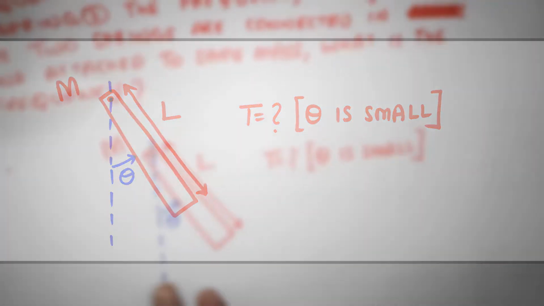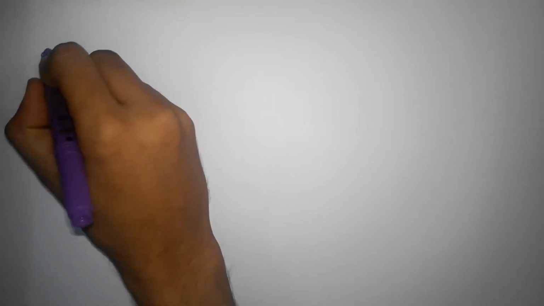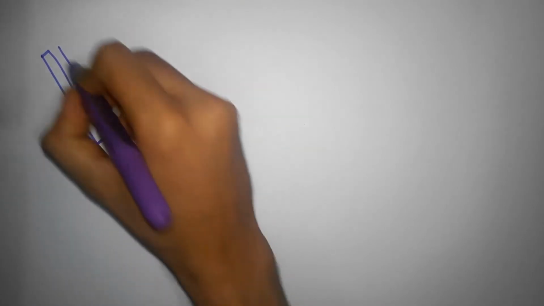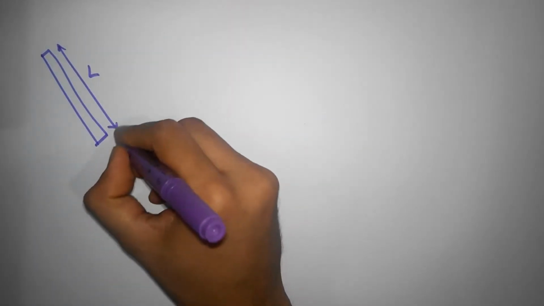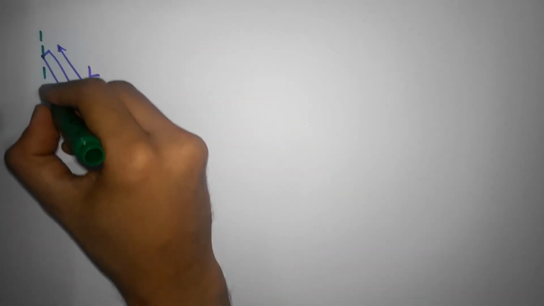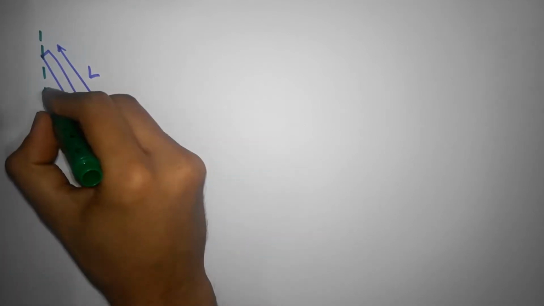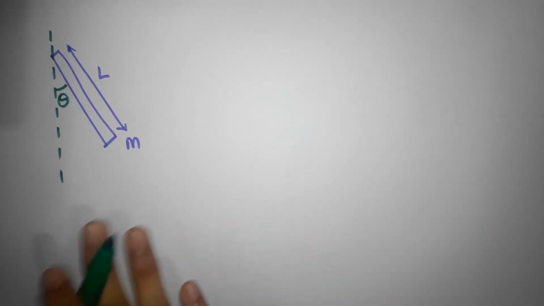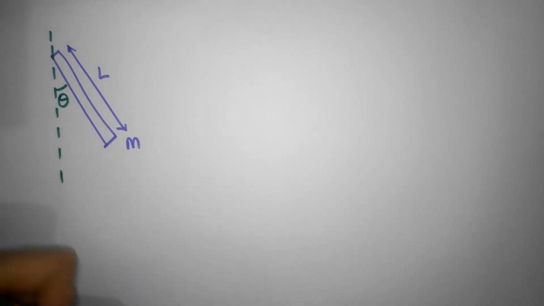Okay, so let's begin. Start by making a drawing. So here is our ruler of length L and mass m. It's given a small displacement from the equilibrium position, and that displacement is theta, and it's given that theta is supposed to be small, and you will see pretty soon why theta has to be small.